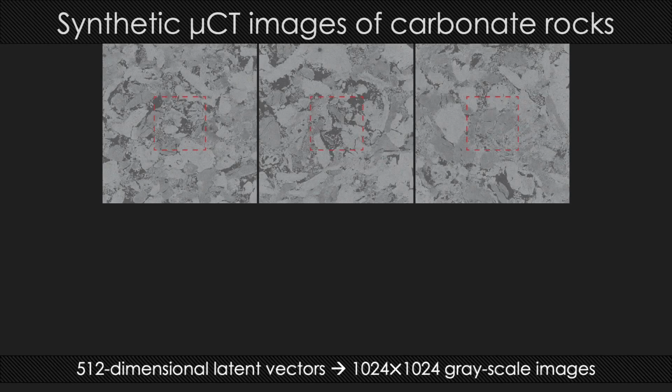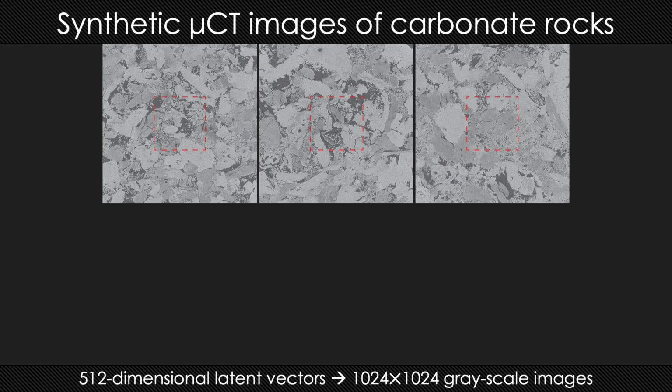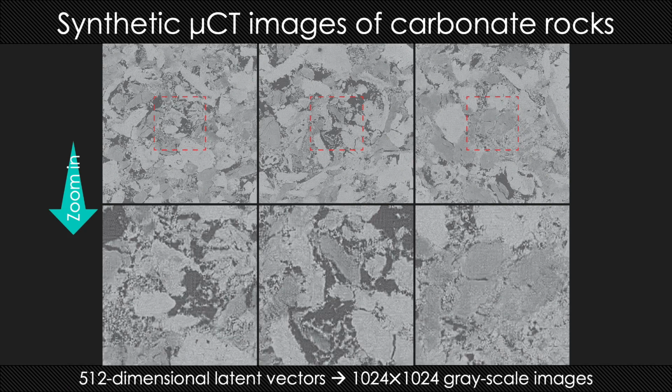Based on the training data, we trained a PG-GAN to generate 1024 by 1024 grayscale carbonate images from 512-dimensional latent vectors. Here, 3 randomly synthesized images are shown in the first row. The zoom-in areas within the red rectangles are shown beneath them correspondingly. The synthesized images look very realistic. In the enlarged view, although the common checkerboard artifacts are observed, the grain boundaries are sharp and clear.